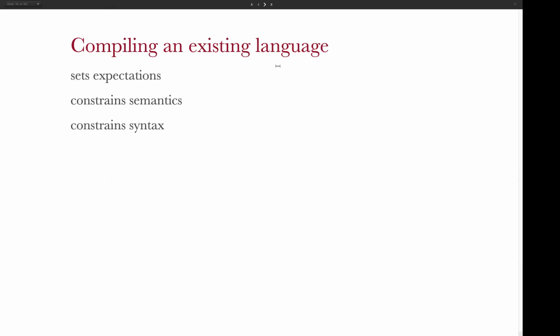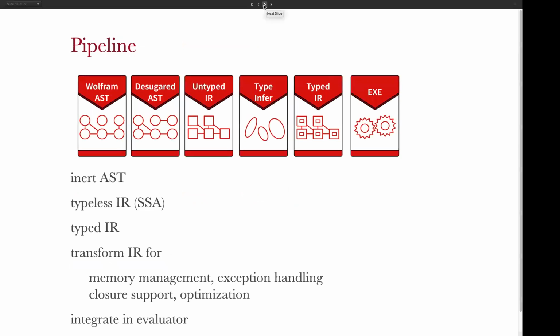So, just to reiterate, what we're doing is compiling an existing language. And this has some challenges. It sets expectations. People expect certain behaviors. It constrains the semantics. It also constrains the syntax. So it's kind of nice that we don't have to write a new parser for a new language, but it also means that we can't tailor the syntax, because lots of things have already been taken up. So those are constraints.